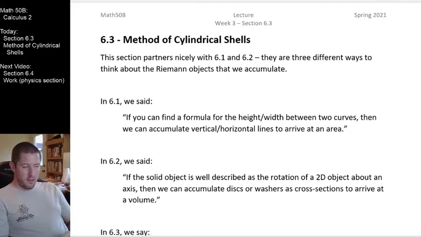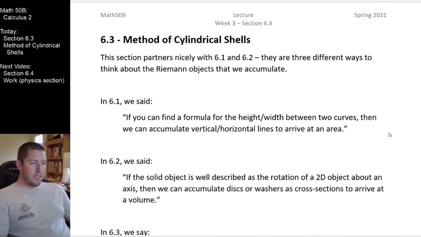We're going to see some scenarios today in which using our disk or washer method is not that great for us, and we want to consider a different sort of geometric idea that we can use to accumulate area to achieve a volume. This section goes really nicely with section 6.1 and 6.2. These should really be teaching you in a very general sense how to think about how integration really conceptually works in a geometric sense, which is going to be really practical for us throughout the course of this semester.